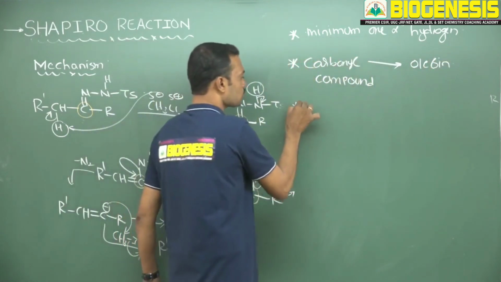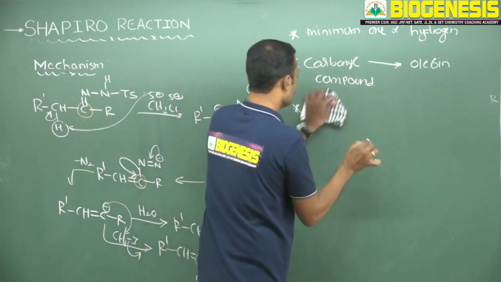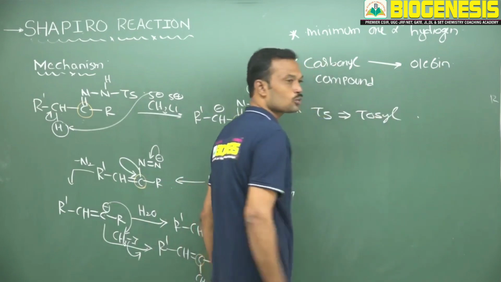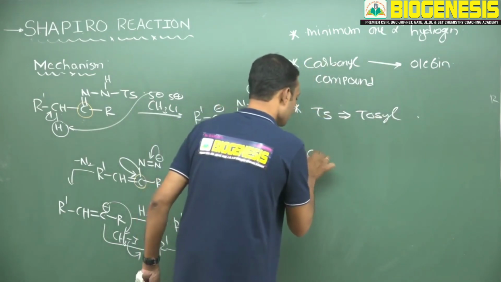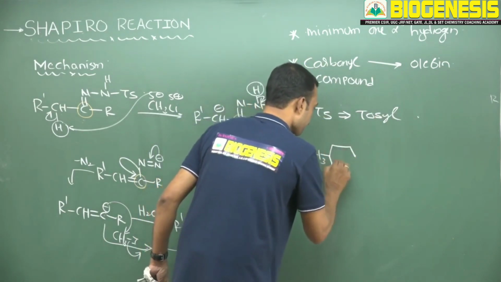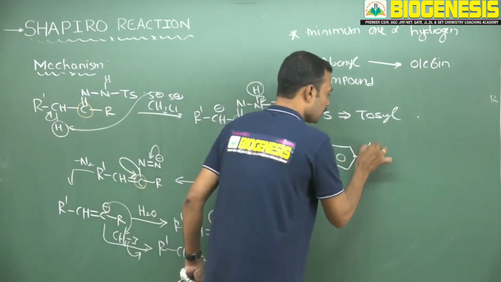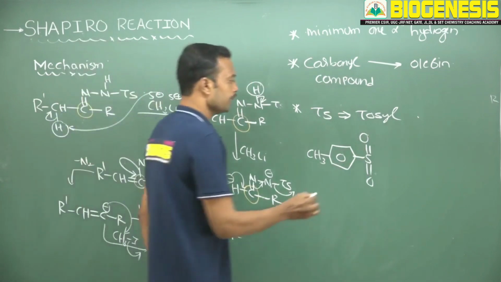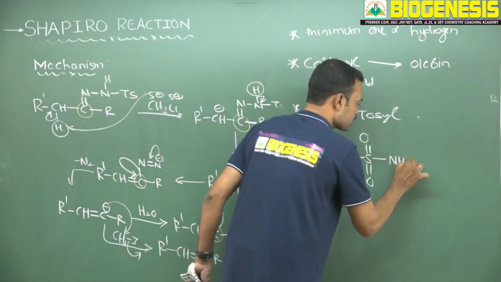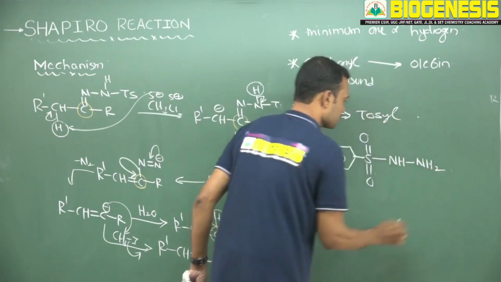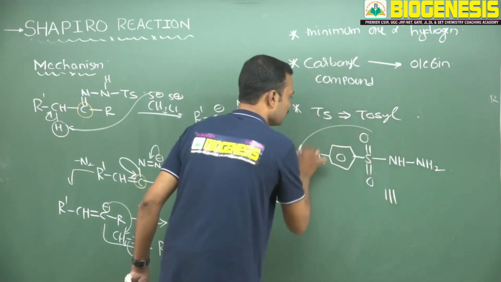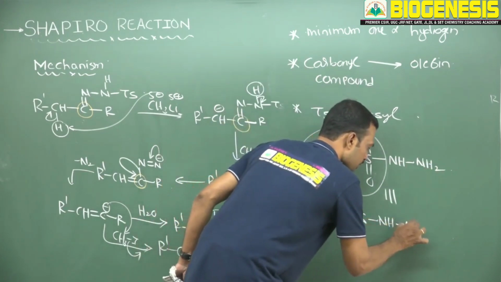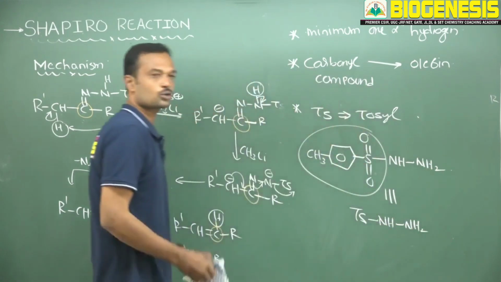So here we are using a tosyl part now. Okay, Ts is nothing but tosyl. This is called the tosyl group. The tosyl group you can write like this. Here this is CH3, and this is attached to the sulfone. Next, here it is connected to NH, followed by NH2, like this. So this you can also write like this. This total part is known as Ts, the tosyl part, attached to NH, which is further attached to NH2 like this. That is called tosyl hydrazine.